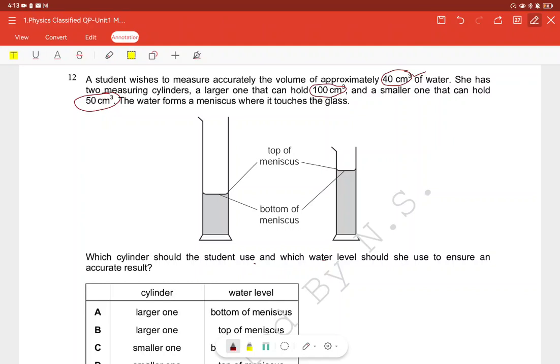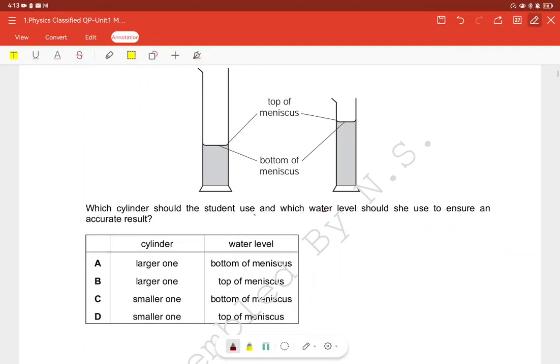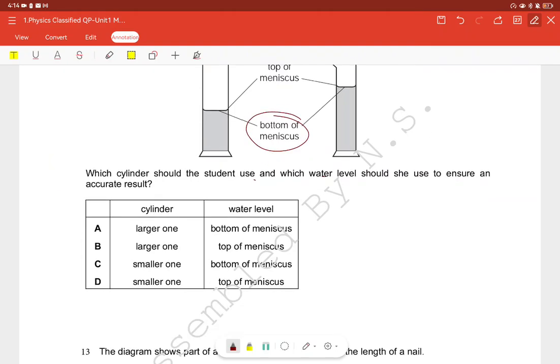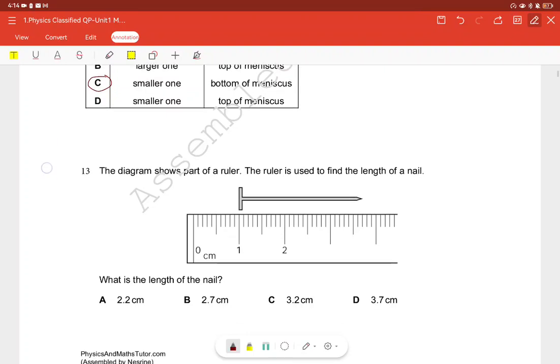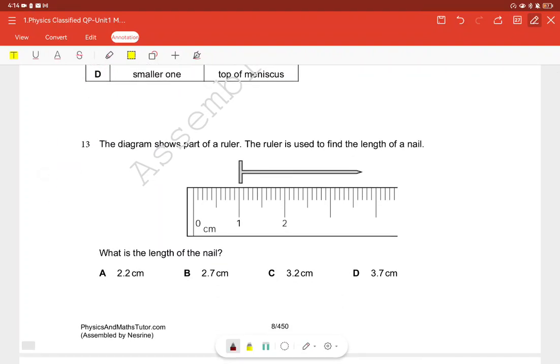But which one is the smallest? It is 50 centimeter cubed. It would be more accurate to measure with that one. And what should I read, the top of the meniscus or the bottom of the meniscus? Of course, the bottom of the meniscus. So my answer is using the smaller cylinder and the bottom of the meniscus, which is number C. Very good. Now, moving on to the next question.